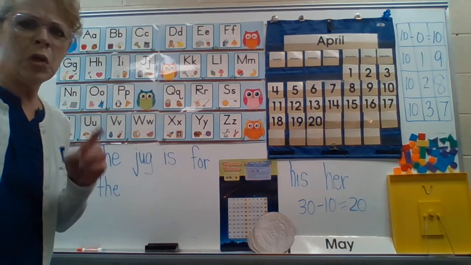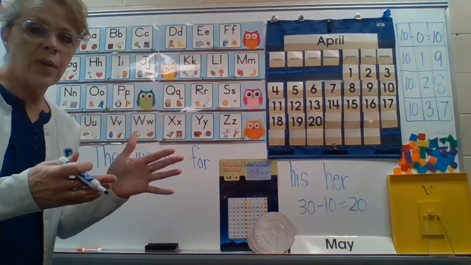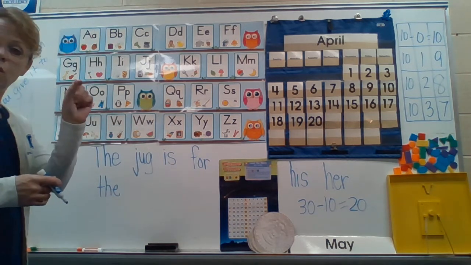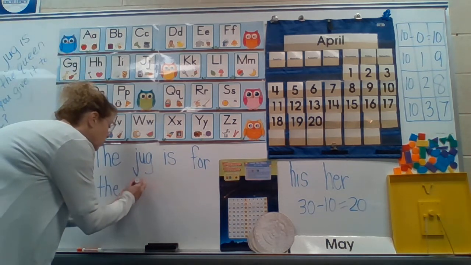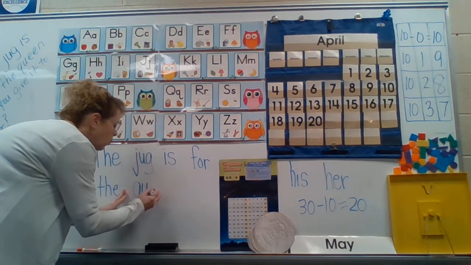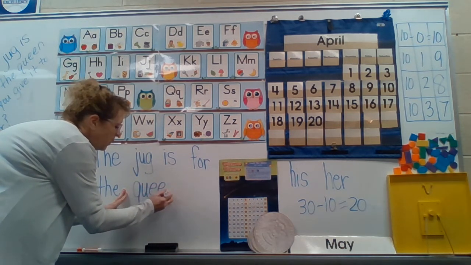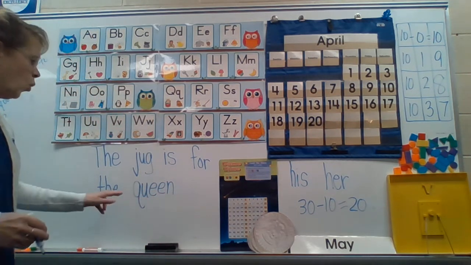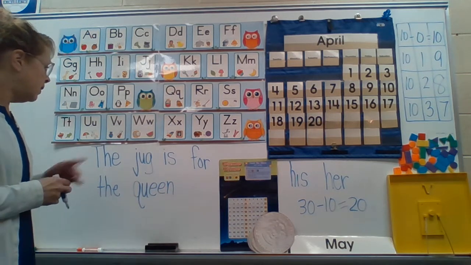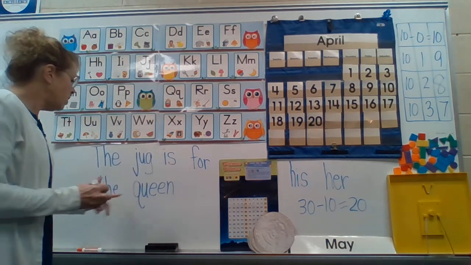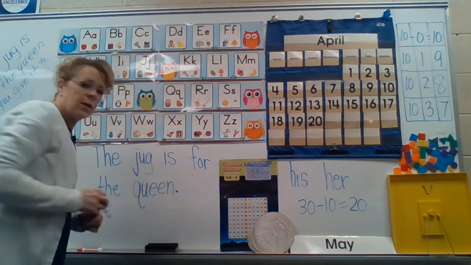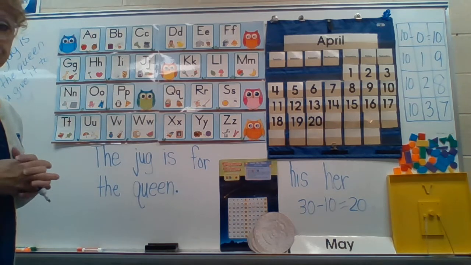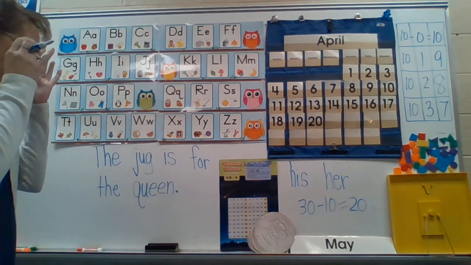Queen. There's my Q word. Only Q always has a buddy. Who's Q's buddy? U. That's right. Q and U always go together. So I know my word's going to start with Q-U. And queen is spelled Q-U-E-E-N. Those 2 E's together make it say its own name. E. Queen. The jug is for the queen. Put a period because next I'm going to ask a question. So we're going to write a new sentence.